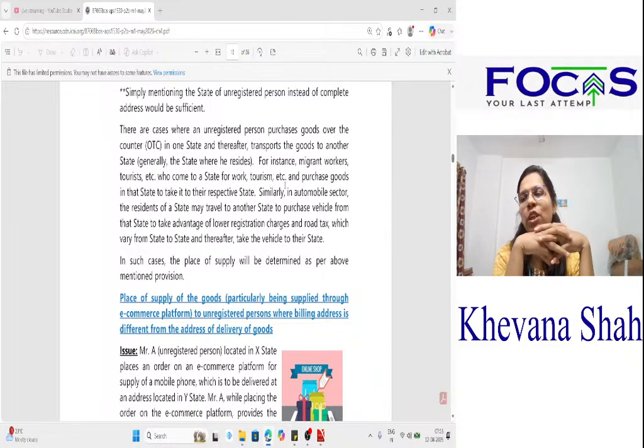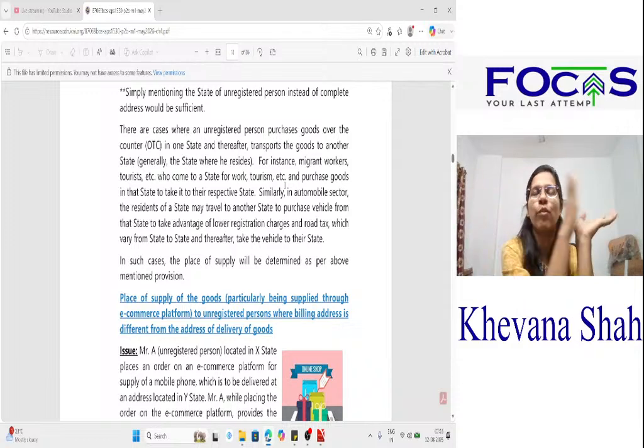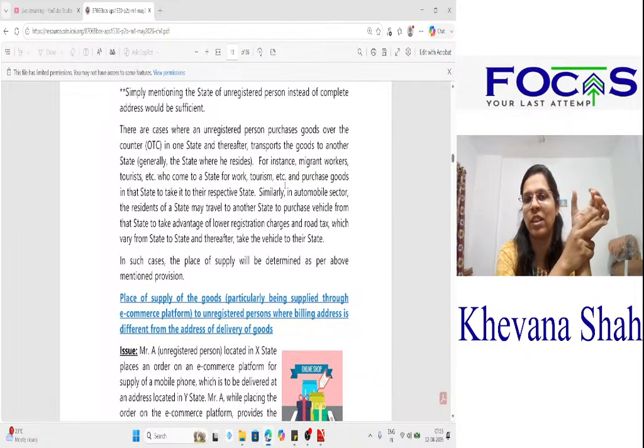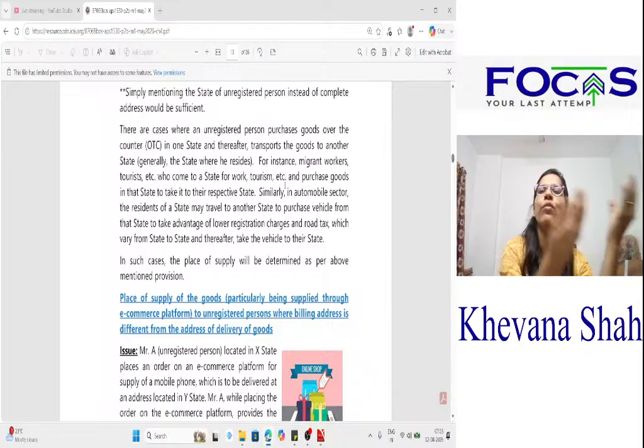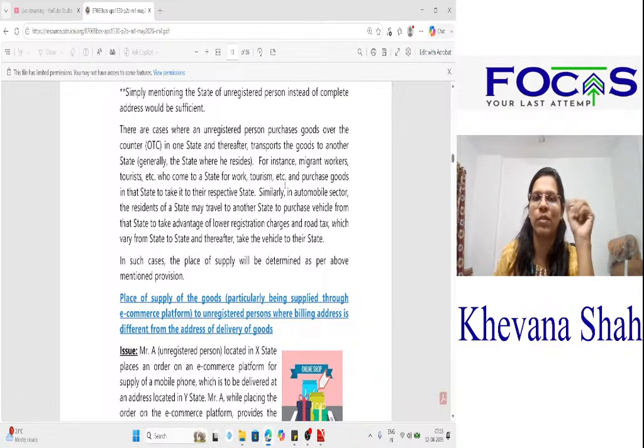So let's say you belong to the state of Tamil Nadu and you have gone to Kashmir, and there you find some local artifacts, so you are purchasing those local artifacts. Now you have purchased them from Kashmir while you were on your tour, and now you are bringing those goods back to your home. So in this case, what will be the place of supply?